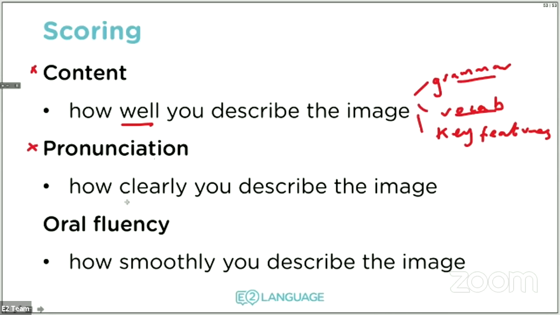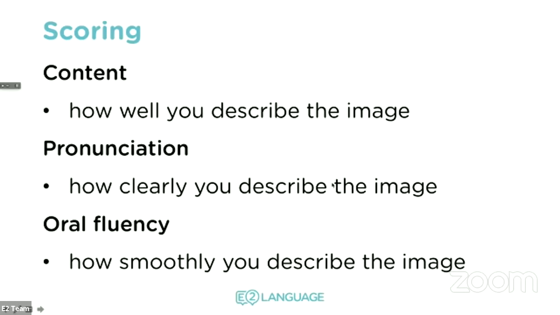Pronunciation is about how clearly you describe the image, how easily you would be understood by me, for example. Oral fluency is about how smoothly you speak: not hesitating, not umming and ahhing, not restarting sentences, not correcting yourself, and certainly not apologizing to the computer. You kind of have to fake it, right?